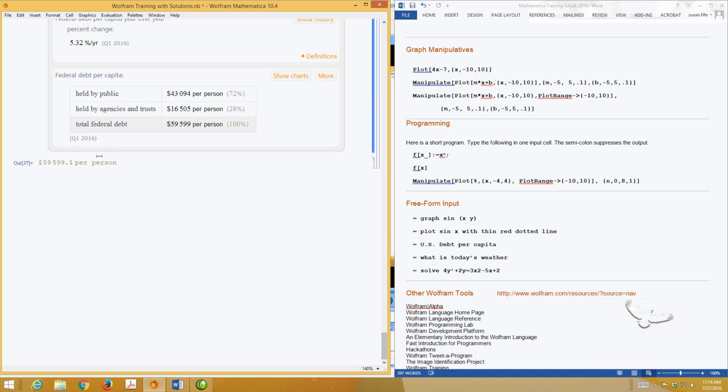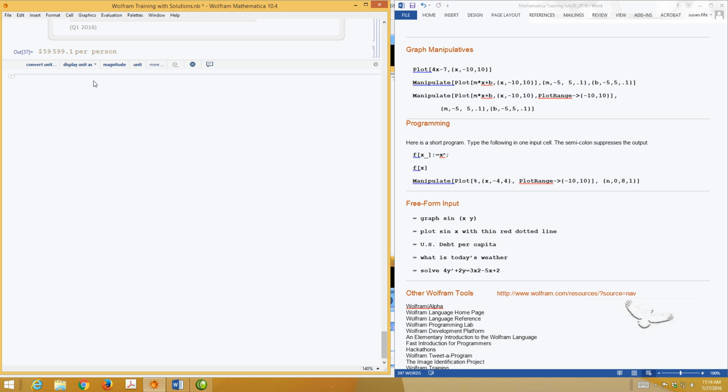I'm going to come down here, click at the bottom to create a new cell. Let's see, what is today's weather? Oh, forgot the equal sign. Let's see if it knows where I am. I think for the online version, it does not. Oh, here it doesn't either.